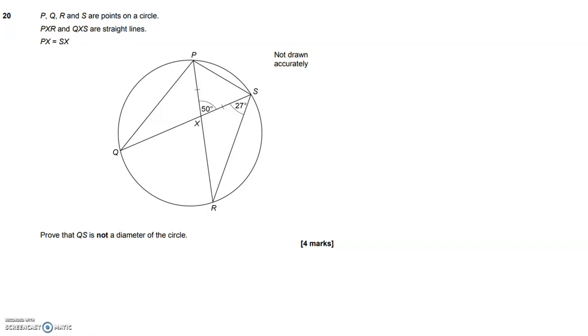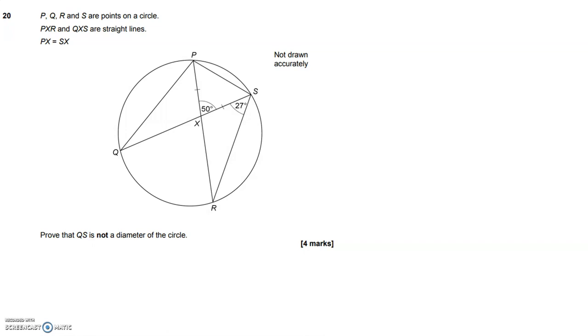Question number 20. This is a circle theorem question. Read what they tell you very carefully. P, Q, R and S are points on a circle. P, X, R and Q, X, S are straight lines, and PX is equal to SX. That's why they're marked with those little dashes.